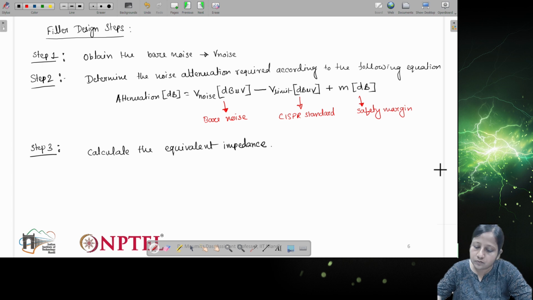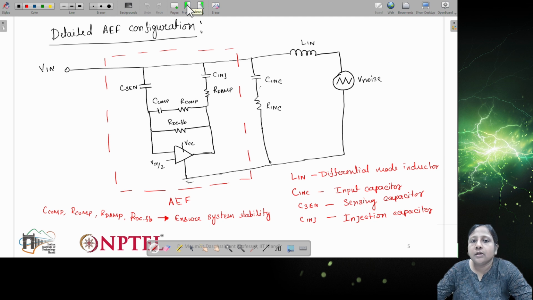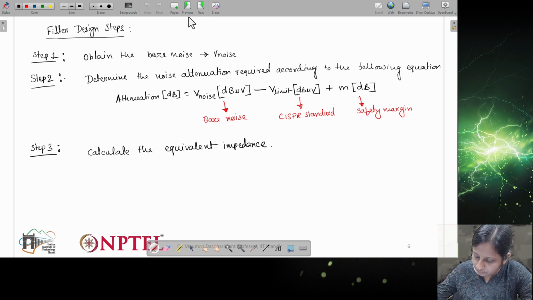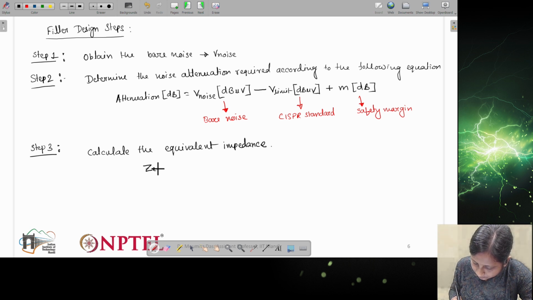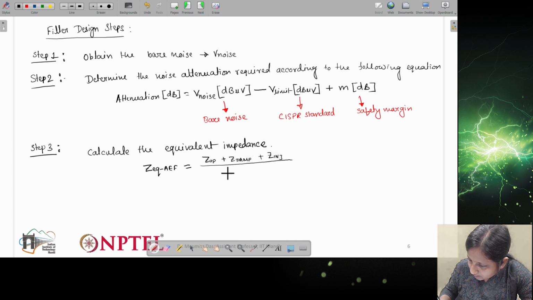Now this equivalent impedance will come from the different impedance components of the active filter, or maybe impedance components of a passive filter. Here we are considering different components in the active filter, so that will come all together. So then what we can write down is that Z equivalent with respect to the active EMI filter can be written as Z output plus Z damp plus Z injection, divided by 1 plus the gain of the op-amp.